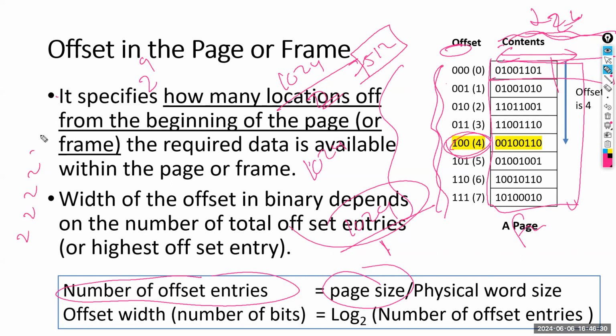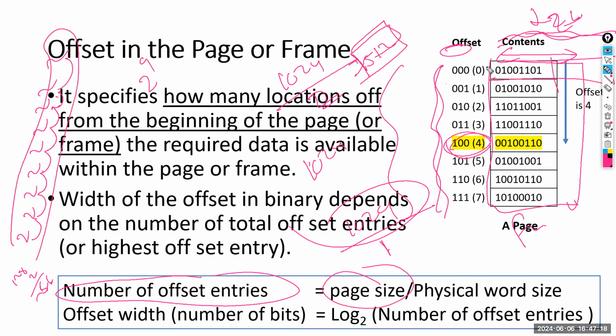2 to the power 1 is 2, then 4, 8, 16, 32, 64, 128, then 128 times 2 is 256, and then 512. So if you have 512 entries, you need 9 bits.